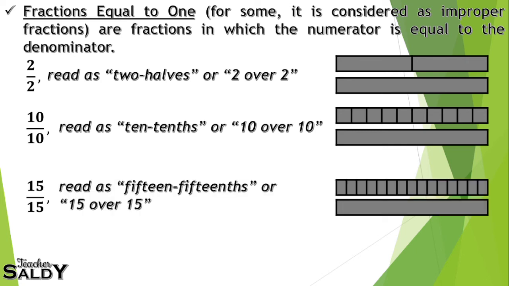Next we have 15 over 15. The whole is cut into 15 equal parts, and then 15 equal parts are taken. So that's equal to 1. Always remember, when the numerator is equal to the denominator, it is equal to 1.